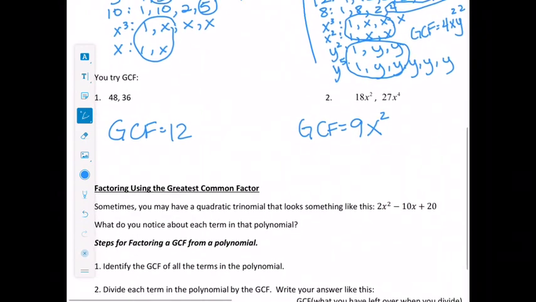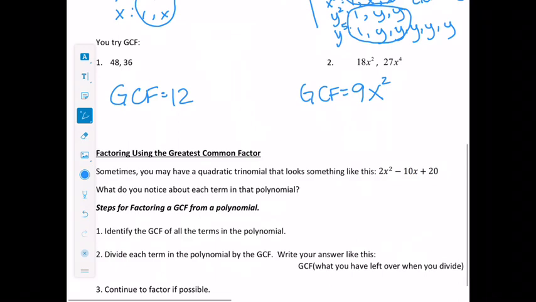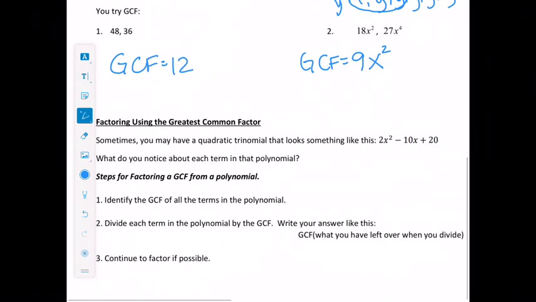Now, what are we going to do with this greatest common factor here? Why did we just go through all that? So what we're going to do is we're going to learn a new type of factoring method, okay? This is called factoring using the greatest common factor.